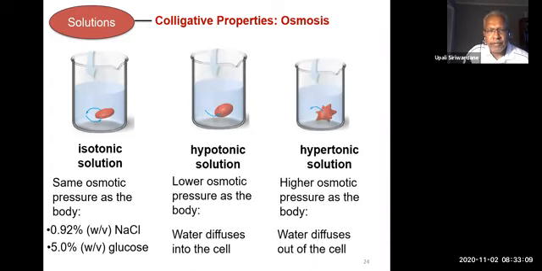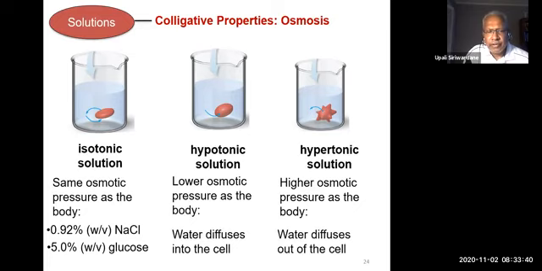There are three types of situations that occur due to osmosis when a cell is placed in a solution. When a cell is placed in a solution with the same osmotic pressure as the cell, it stays the same. In an isotonic solution, the cell doesn't change size or shape. This is a red blood cell.